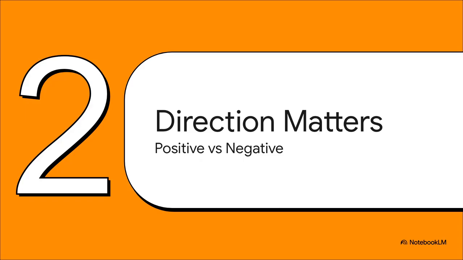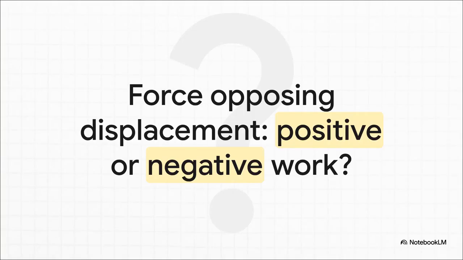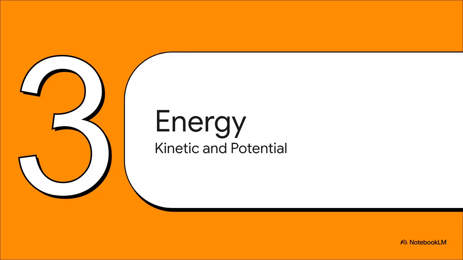Topic 2. Positive versus negative work. Direction matters. Let's do a quick mini quiz. Take a guess. If you apply a force, but the object moves in the completely opposite direction, is the work positive or negative? Think about friction acting on a sliding box. The box is moving forward, but friction is actively pulling backward. Because the force of friction and the displacement are in opposite directions, the work done by that specific frictional force is negative. Topic 3. Energy, kinetic, and potential.